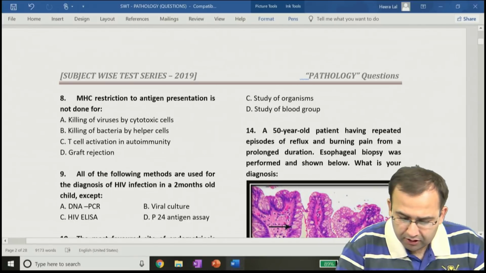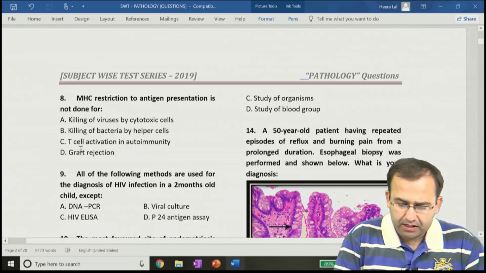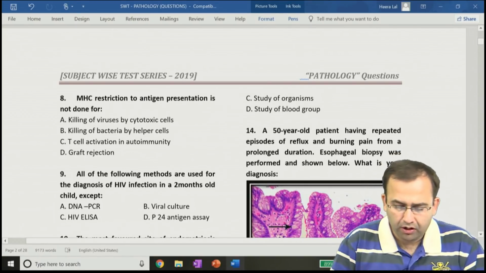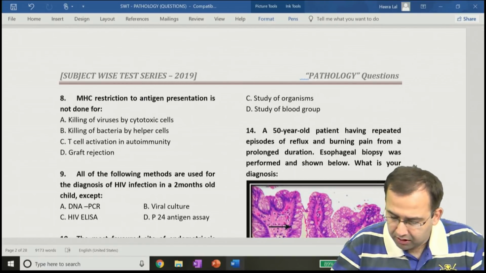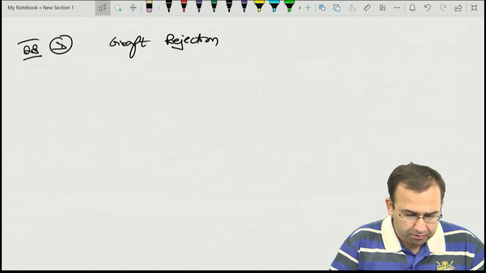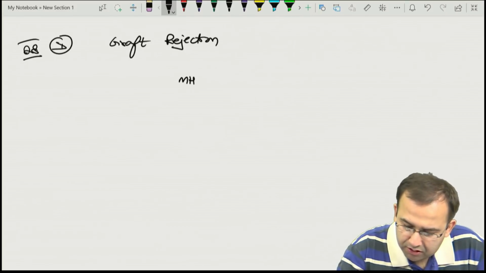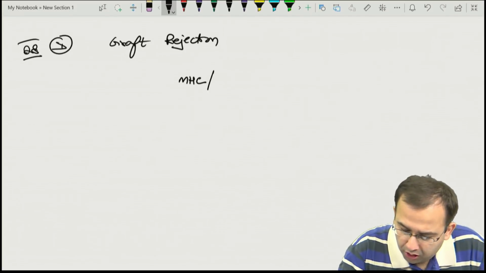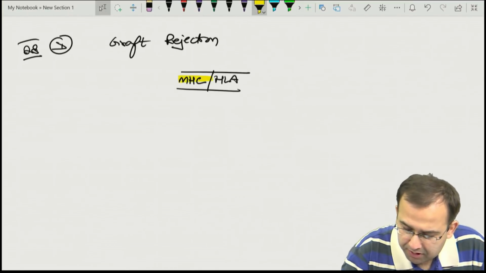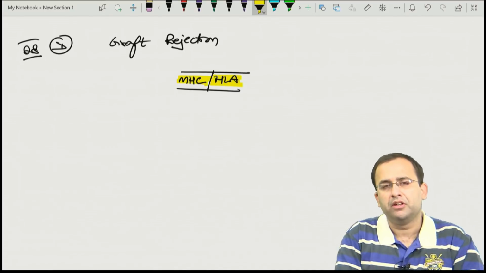Let us have a look at the other options. It is used for killing of the virus by cytotoxic cells, killing of bacteria by helper cells, and T cell activation and autoimmunity. It is used in all those, not in graft rejection. Next point. Before we go further, let us have a look at MHC in more detail. First point, MHC, major histocompatibility complex, or HLA, human leukocyte antigen. In second year, they could have asked you the difference between the two.